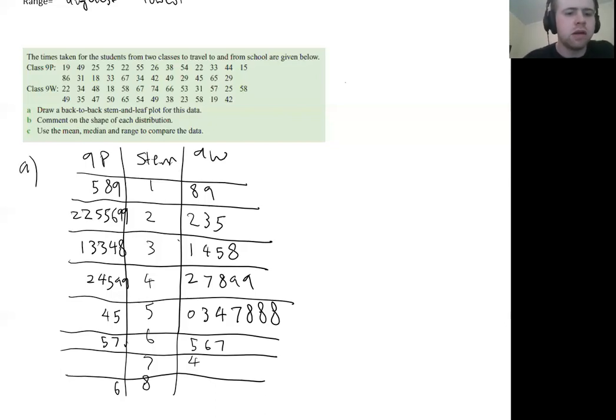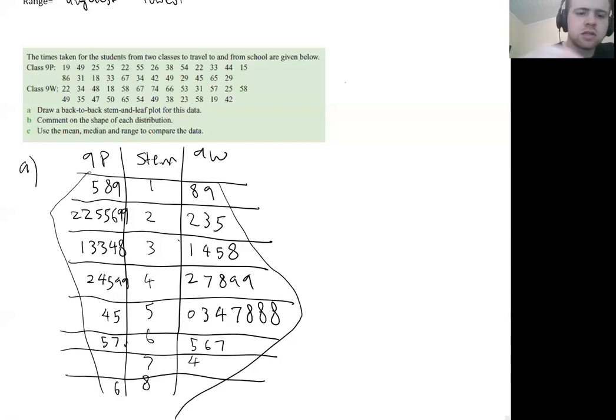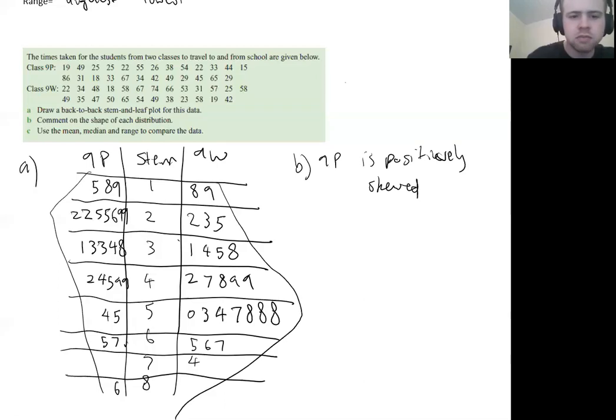And then comment on the shape of each distribution. So you can see here, this one's got a lot more in the smaller numbers, and this one's got a lot more in the bigger numbers. So we can say that 9P is positively skewed, because it has more smaller numbers than bigger numbers, and 9W is negatively skewed.